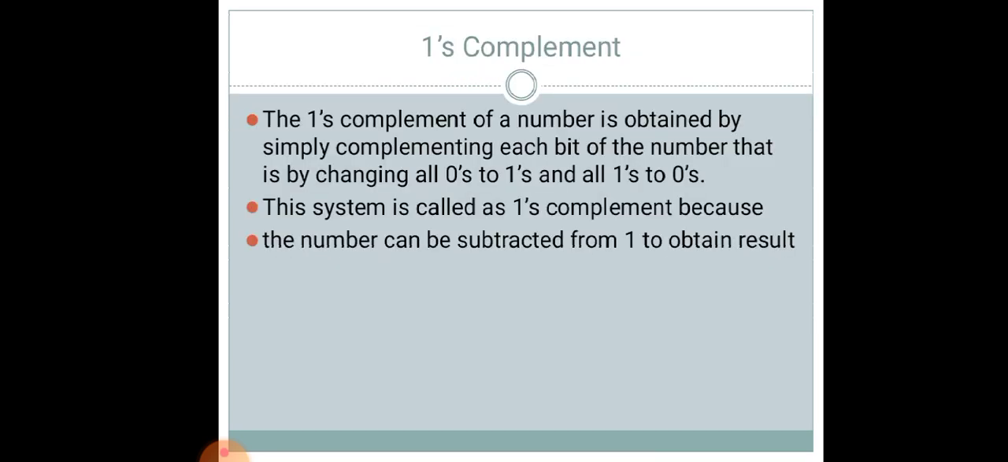So the definition of ones complement you will write like this: the ones complement of a number is obtained by simply complementing. Complementing means replacing each bit of the number by changing zeros to 1 and ones to zeros. So replacing means you can call it complementing. Complement means reversing, or making zeros to 1 and ones to zeros. The system is called ones complement because the number can be subtracted from 1 to obtain a result.